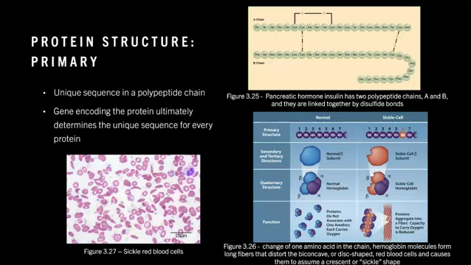the normal biconcave disc shape that our red blood cells have, and instead will create this crescent or sickle shape to the red blood cells, which then will clog our blood vessels, especially in the areas of our capillaries, our smallest blood vessels in our body, leading to things like breathlessness, dizziness, headaches, and abdominal pain.